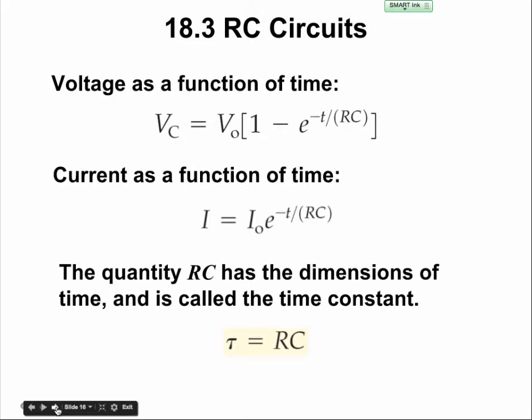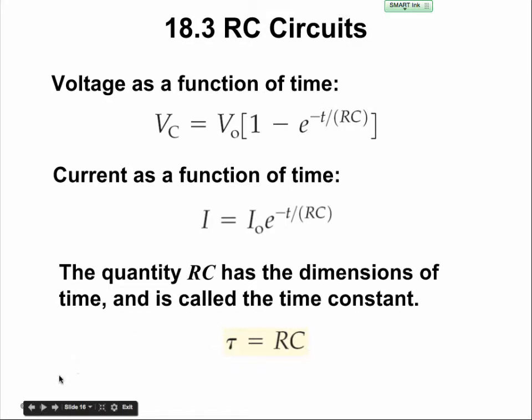So then the voltage as a function of time, V sub C, is equal to V naught times the quantity 1 minus e raised to the negative t divided by RC. And so current as a function of time, in other words, if we want to measure the change in that current, the final current would be equal to the initial current times e raised to the negative t divided by RC. Now the quantity RC has the dimensions of time and is called the time constant, or tau is equal to RC.